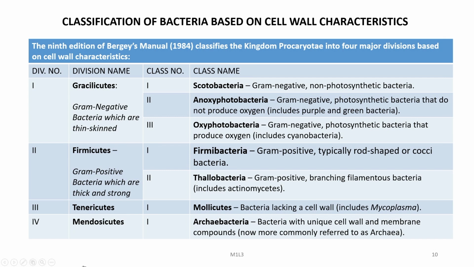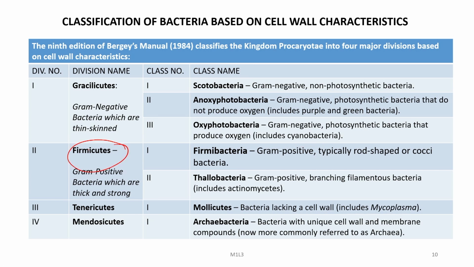Each of these various divisions also has certain classes. For example, division number 1 has 3 classes, 1, 2 and 3, and their corresponding class names you can see are Scotobacteria, which is gram negative non-photosynthetic bacteria. Then you have Anoxyphotobacteria, which are also gram negative photosynthetic bacteria that do not produce oxygen. This includes the purple and green bacteria. Then you have Oxyphotobacteria. These are gram negative photosynthetic bacteria that produce oxygen, and these include the cyanobacteria.